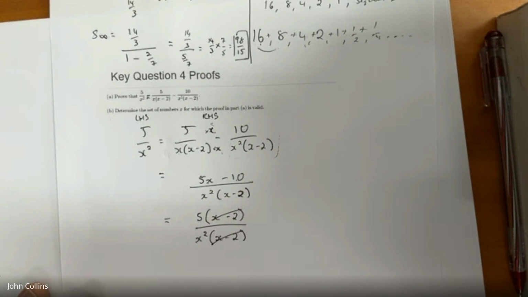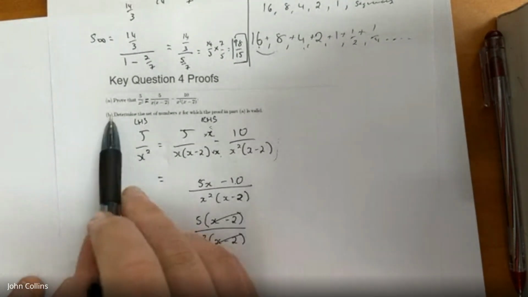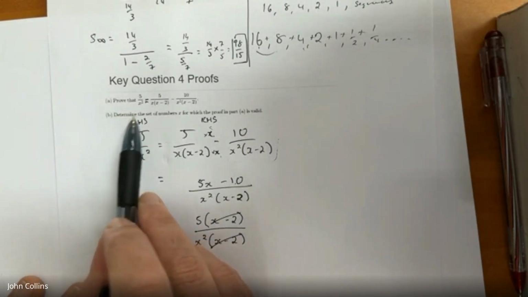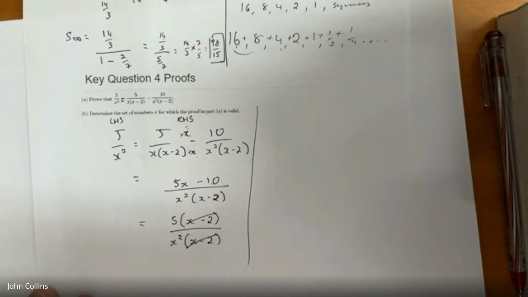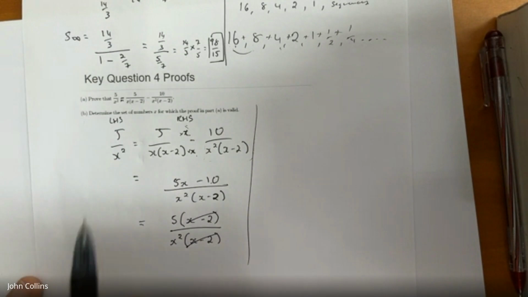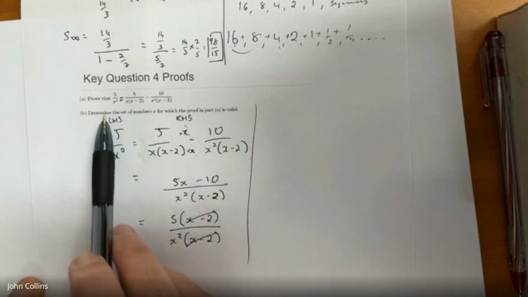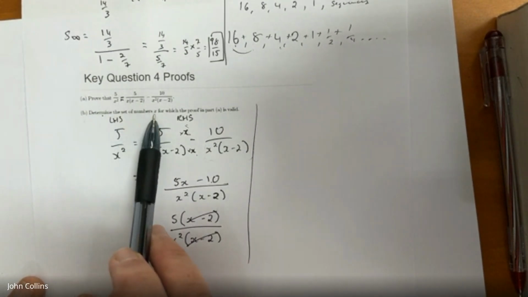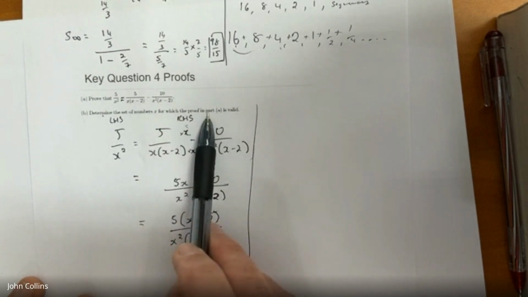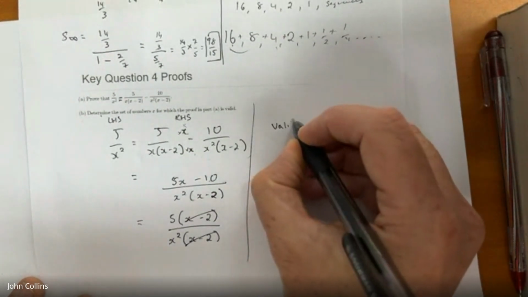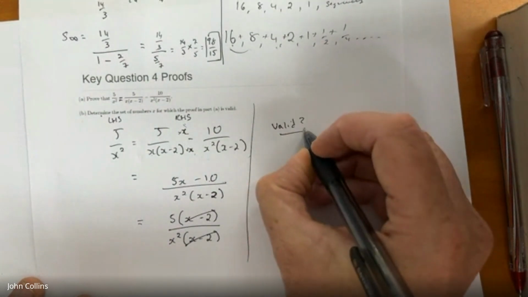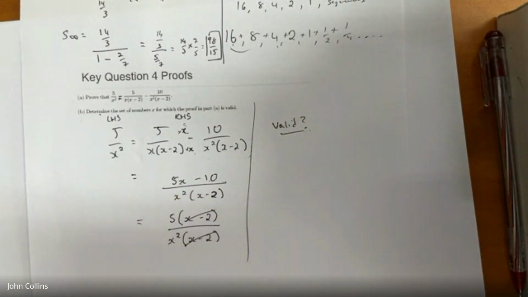All right, second part of the question. It says determine. This is a pretty common follow-up, or it's not that common, but sometimes they give a follow-up like this. Determine the set of numbers for x for which the proof in part A is valid. Valid. Is it valid?